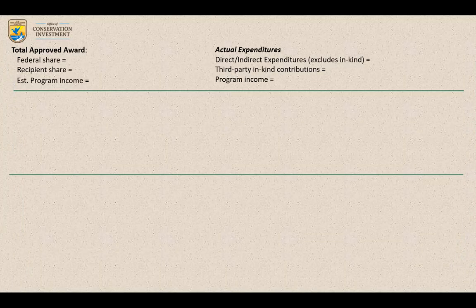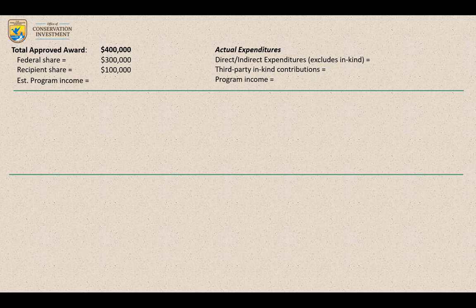In this scenario, a recipient receives a federal award with a mandatory cost share requirement of 25%. The total award amount is $400,000. The federal share of the award is $300,000 or 75% of the total project cost. The recipient provides the remaining $100,000 or 25% of the total project cost.